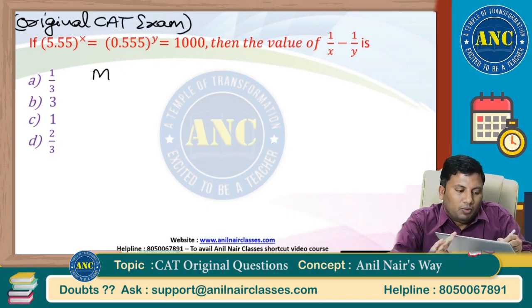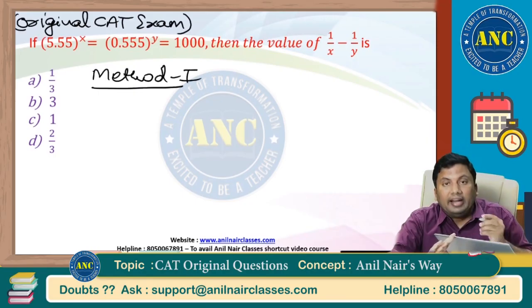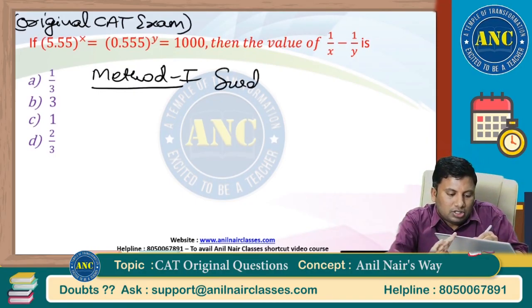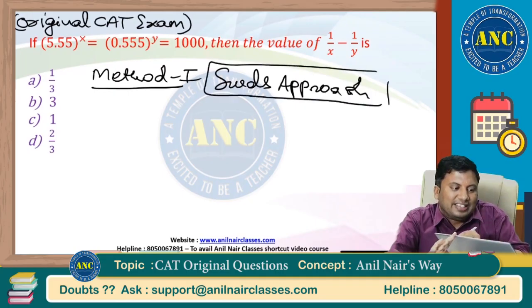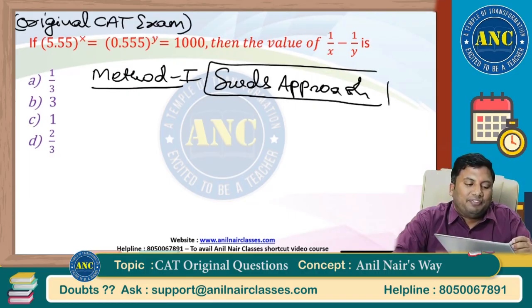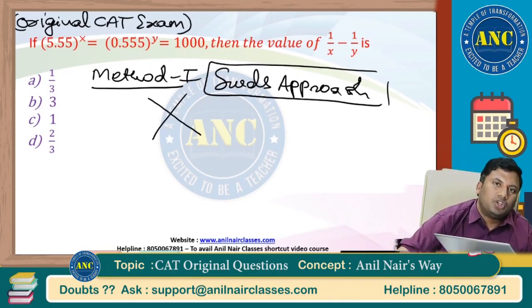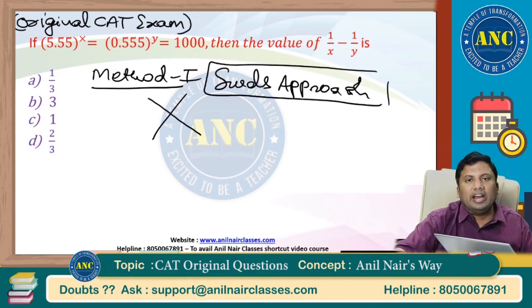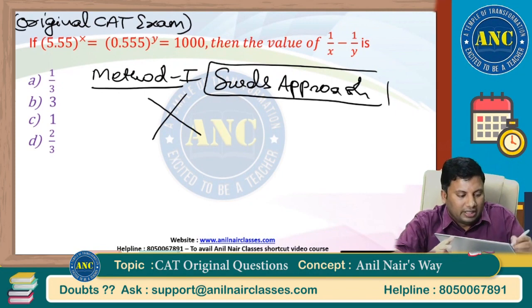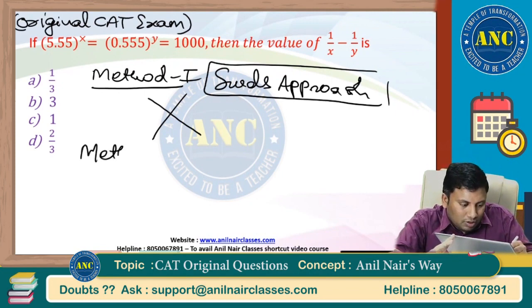Method 1: R.S. Agarwal approach, bookish method approach, SERTS approach. People will do SERTS. 1000 is 10 power 3, 555 by 100. SERTS approach. Stupid approach. You will never be able to clear the exams in the first attempt if you follow it. Method 2.